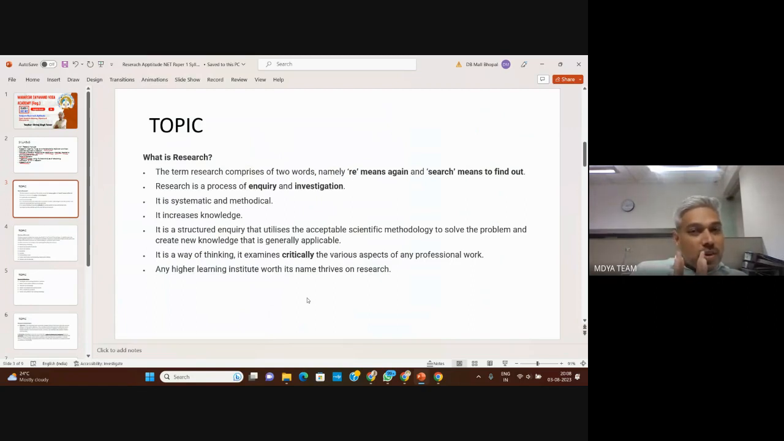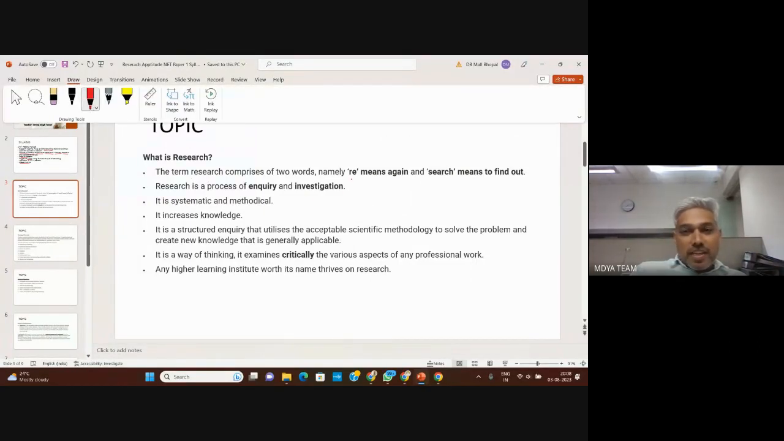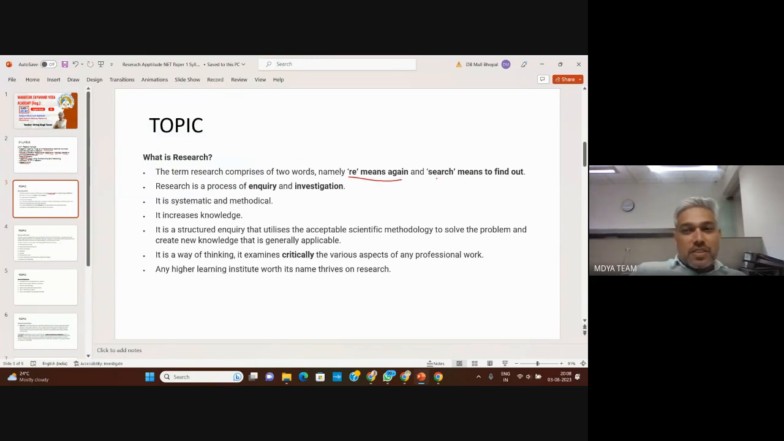First of all, we will see the word meaning of research. The term research comprises two words, as you can see on my slide: re means again and search means to find out. It is very simple. Don't go deep. Just learn the simple meaning of the word. Research is made up of two words, re and search. So re means again and search means to find out.